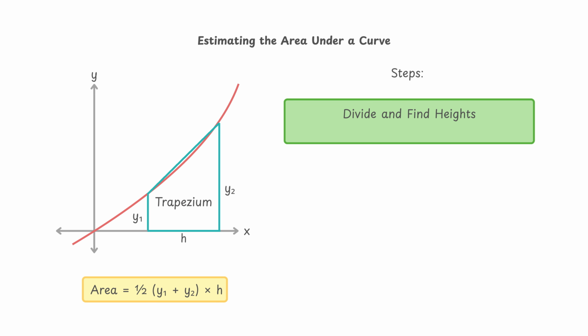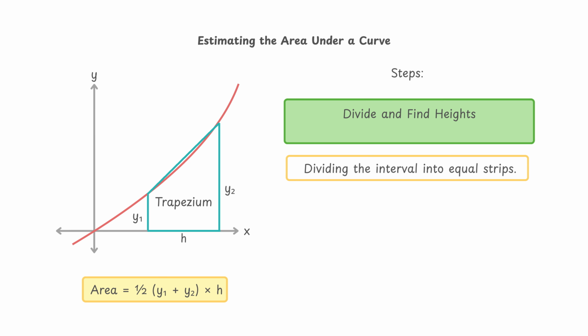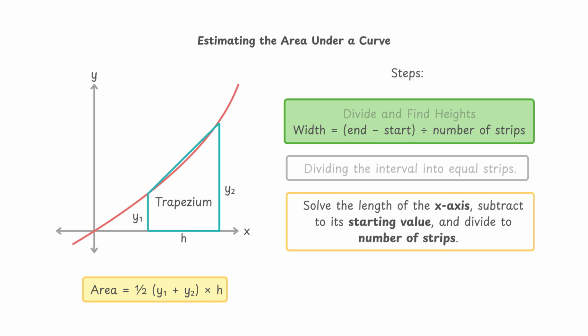Step 1, divide the interval and find the heights. We begin by splitting the total interval into equal width strips. To find the width of each strip, we use this formula. Width equals end minus start, divided by the number of strips. So we take the total length along the x-axis, subtract the starting value, and then divide by how many strips we are using. This gives us a consistent width for every trapezium.